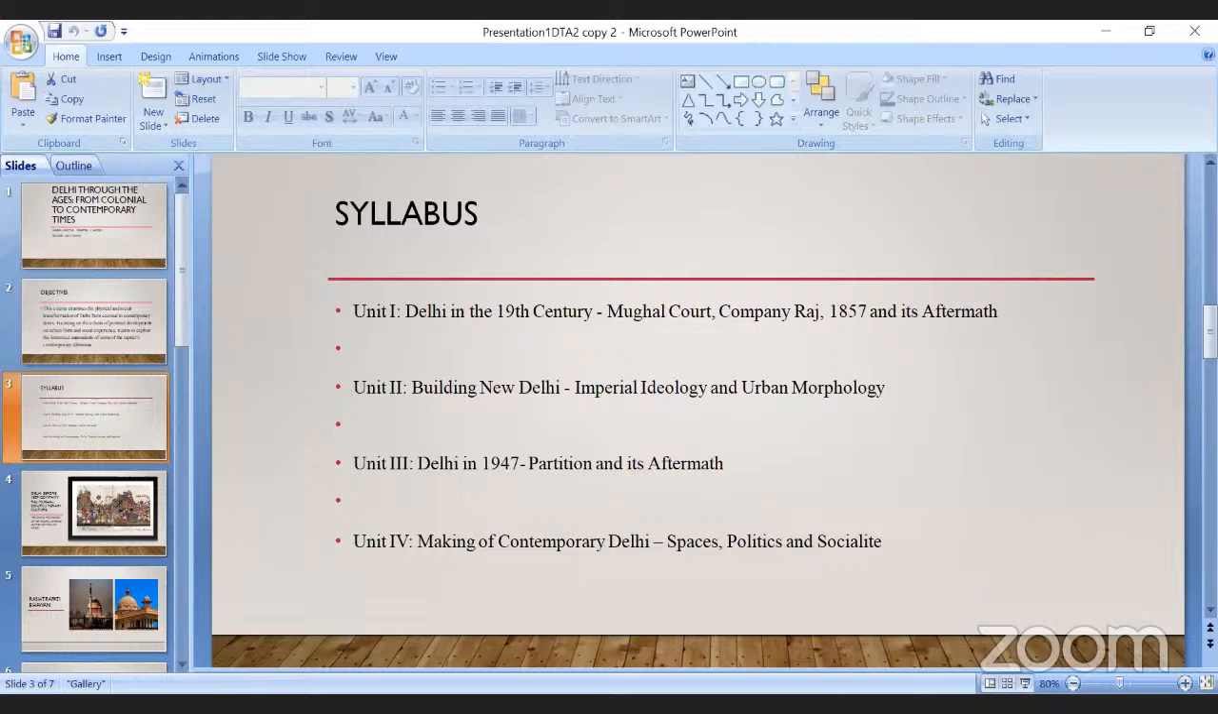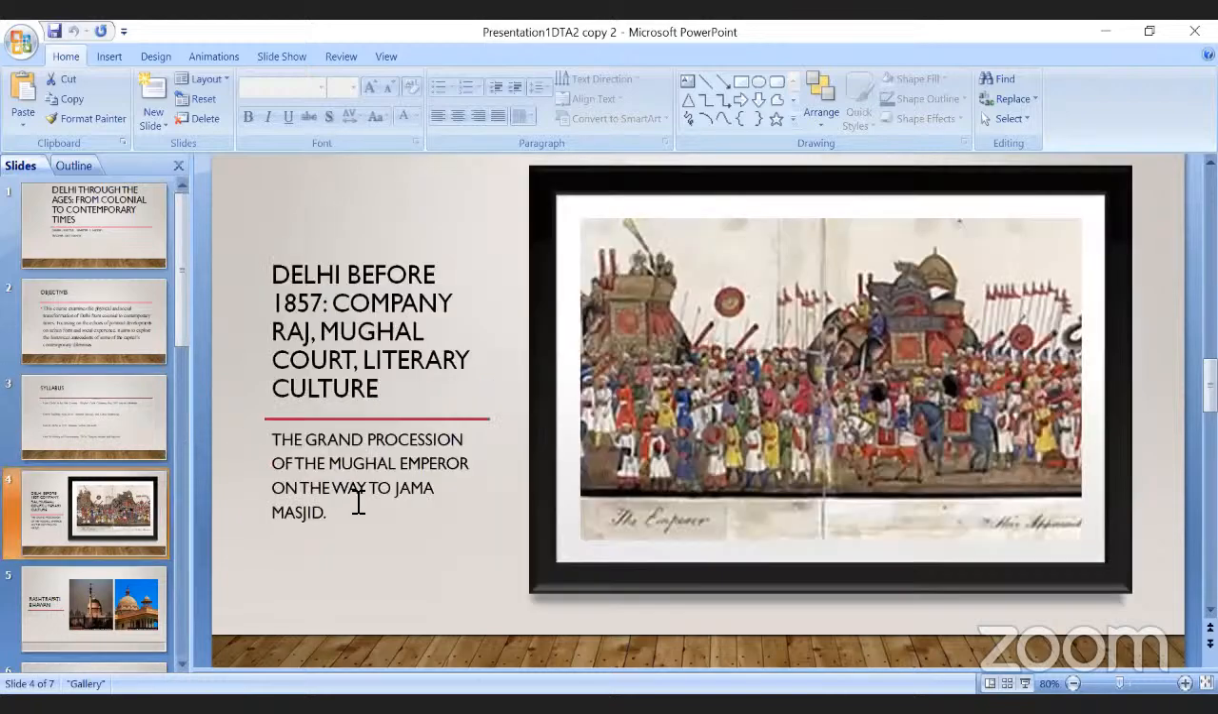Unit 4 is making of contemporary Delhi. This unit talks about after independence, how Delhi evolved and how different equations, different areas, different spaces were created, which were affected by the politics of that period as well as the culture of that period, and how a separate category of socialites emerged in Delhi, how new spaces were conquered and redeveloped during this period in the 1950s and 1960s. And this is what we will learn in this paper.